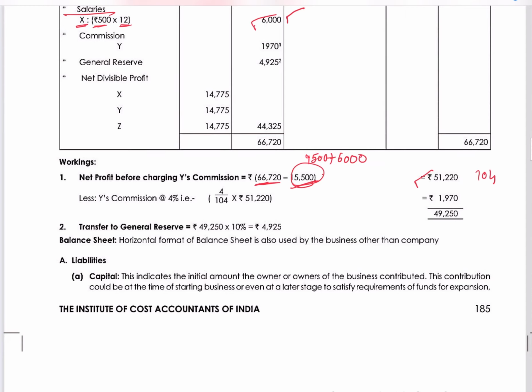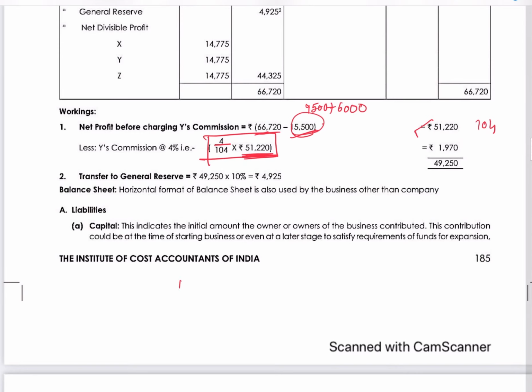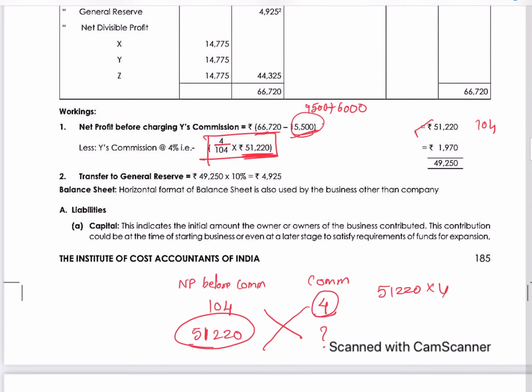And we have to apply 4% on this. So how will we calculate? We'll do 4 divided by 104 into 51,220. Understanding? It's like saying that when my commission is 4 rupees, my net profit before commission is 104. If my net profit before commission is 51,220, what should be my commission? If we cross multiply, it is 51,220 multiplied by 4 divided by 104. This is what they have done here.